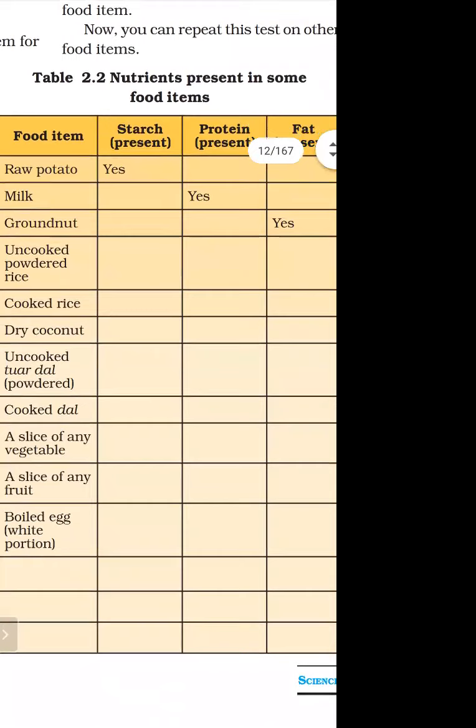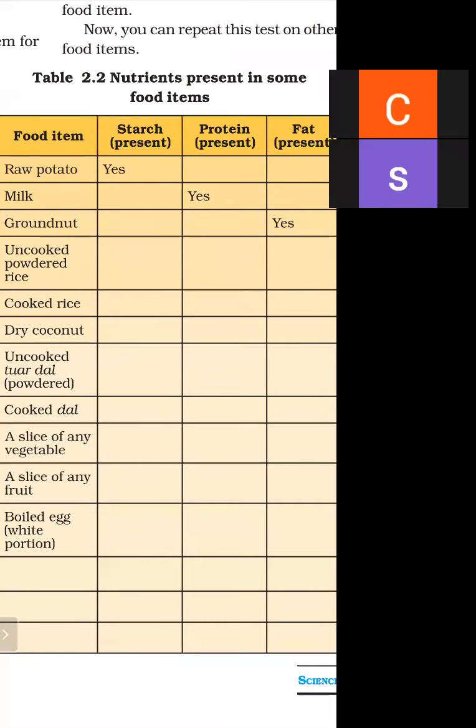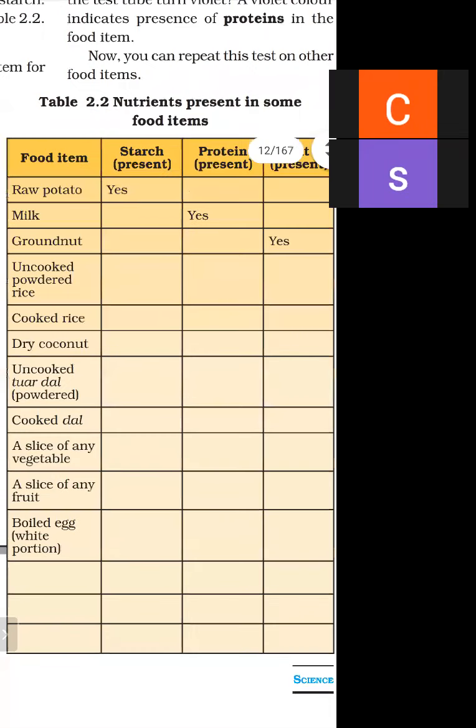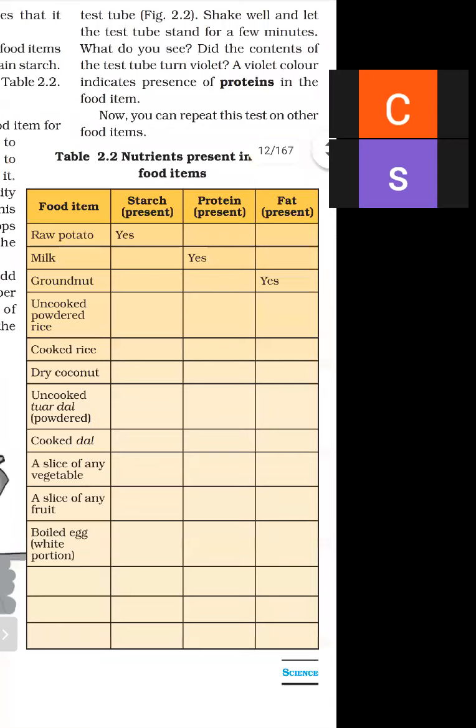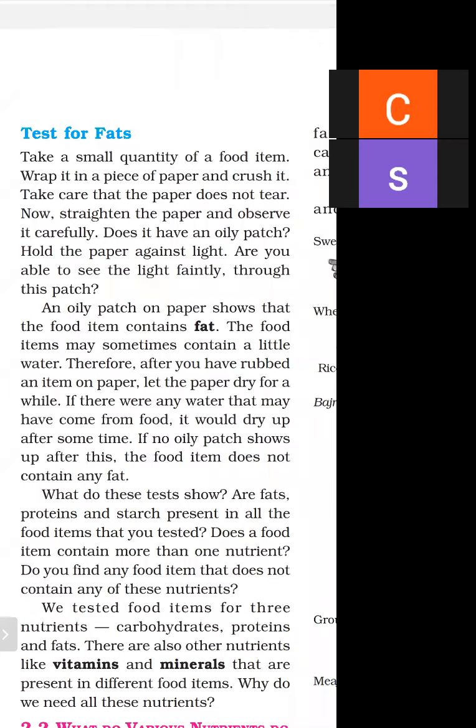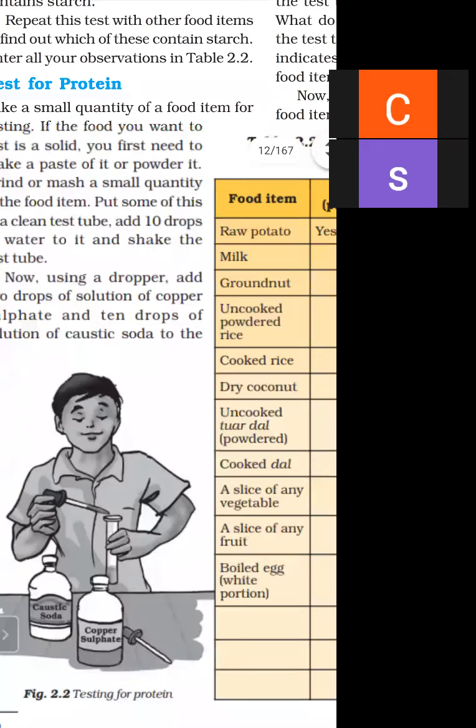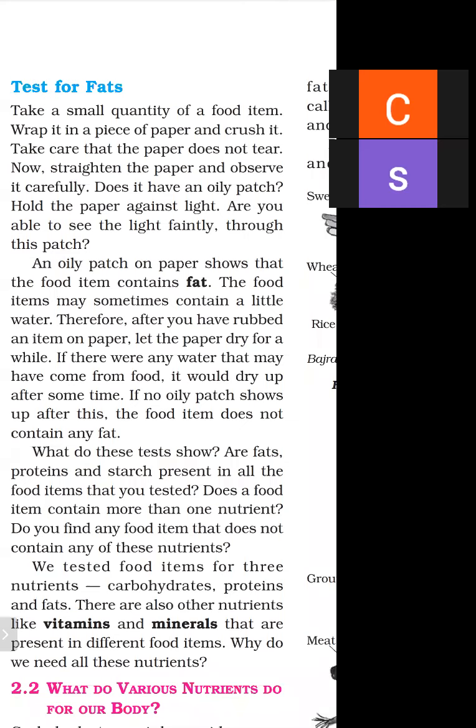Next is the test for fats. We have studied the test for starch, and second is the test for protein, and next we will study the test for fats. How can we check whether a material has fat or not? This is a very simple test for fats. Firstly, we will take any food item for checking whether it contains fats or not.